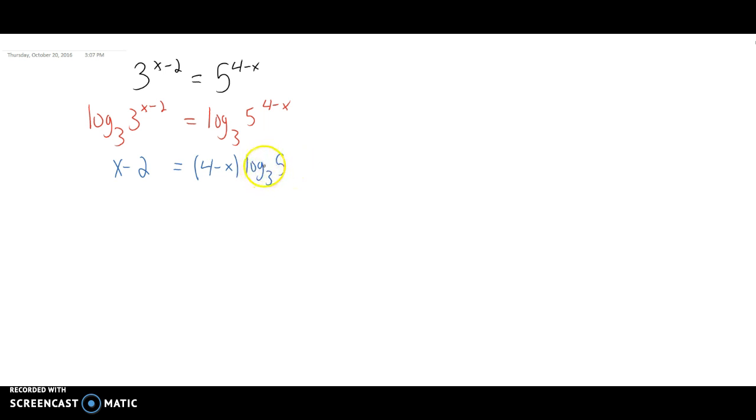Log base 3 of 5 is just a number. It's not a nice integer, but it is a number. We could evaluate that if we wanted to. And what we're going to do with that is distribute it to both of these terms that are in front of it. So we'll keep the left side exactly the same for right now, but do the distributing on the right-hand side. And now we have this equation.